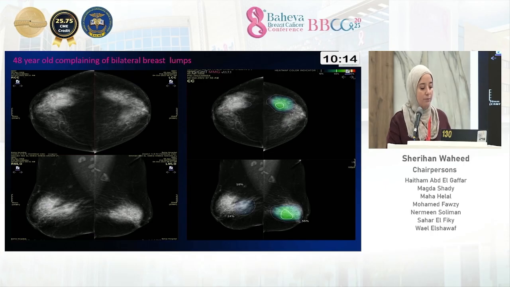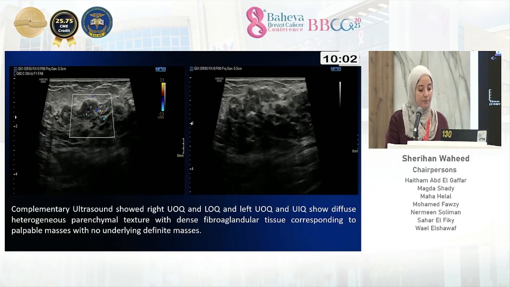In this case, we have a 40-year-old complaining of bilateral breast lumps. The only noticeable finding in these dense breasts are the bilateral diffuse scattered macrocalcifications and microcalcifications that are amounting to groups in both upper outer quadrants.